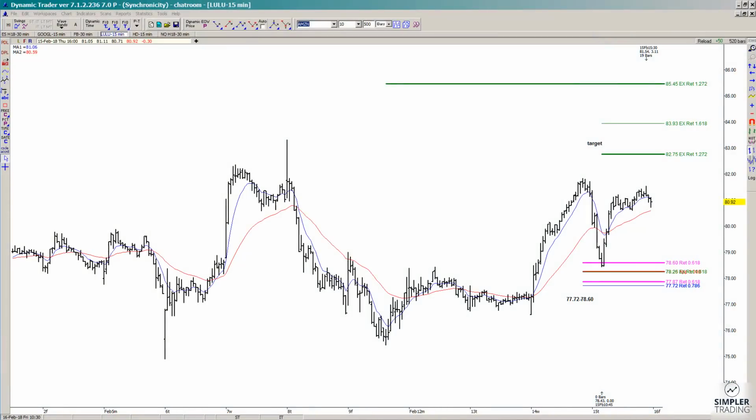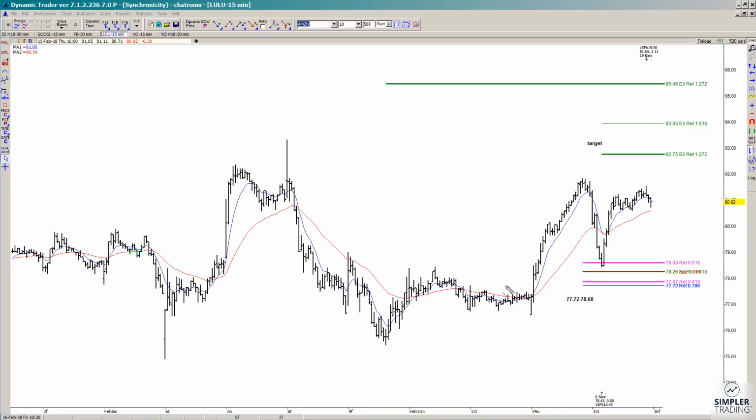Okay, today's video is more for education because I still have people that don't understand what a trigger is, okay? And the way that you make money with my work is setup plus trigger equals trade entry, and then you manage it. So I'm going to give you an example of one of the day trade setups that we had today, and it was in LULU.